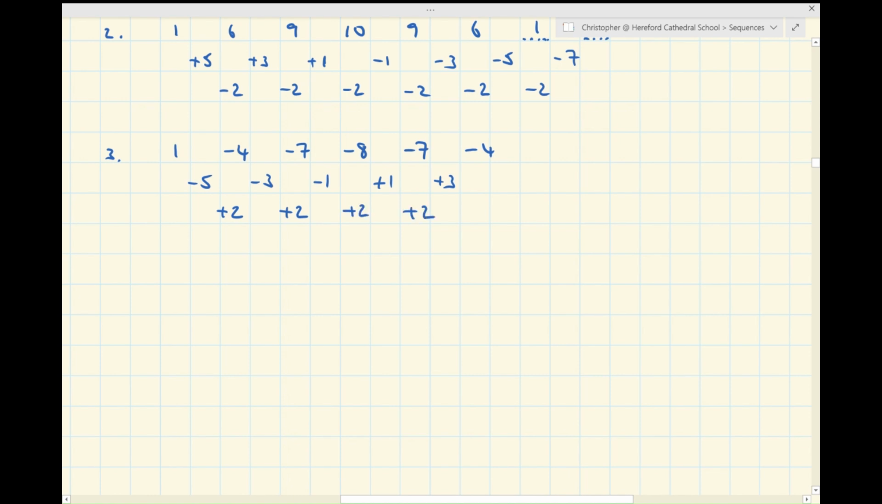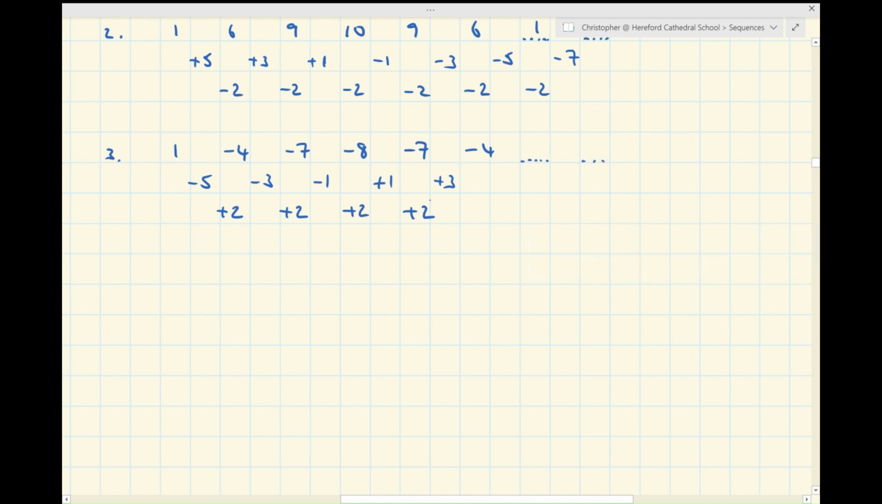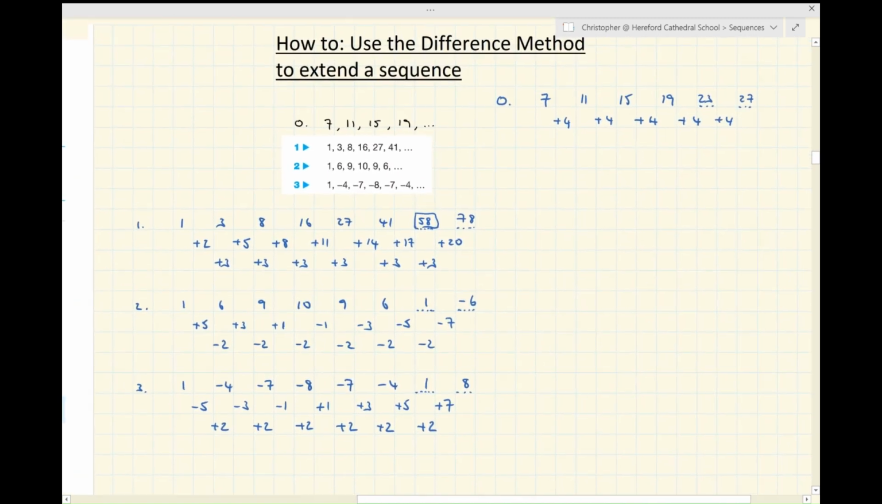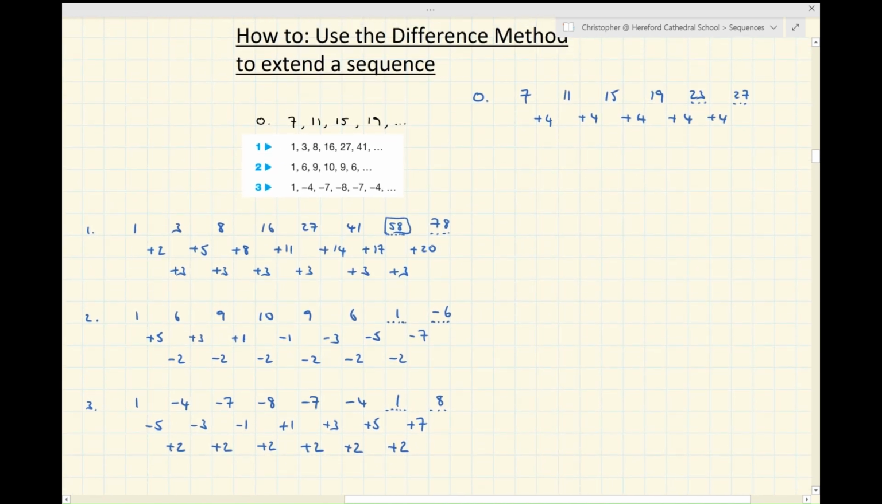That's making sense now. I need to find this term and this term. So I've got +3. I've got differences of +2 along here. So +3 + 2 gives me +5. So -4 + 5 is 1. Right, let's carry on the +2s along the bottom. +5 + 2 is +7. 1 + 7 is 8. There we go. So that is how to find the next terms of a sequence using the difference method.